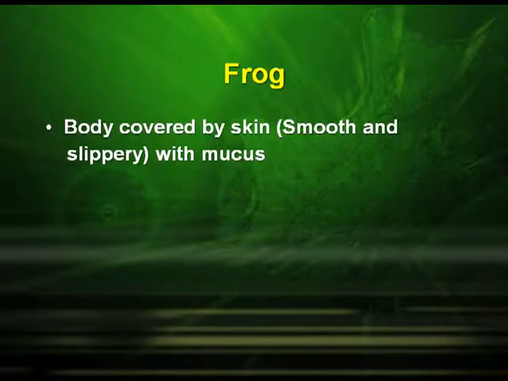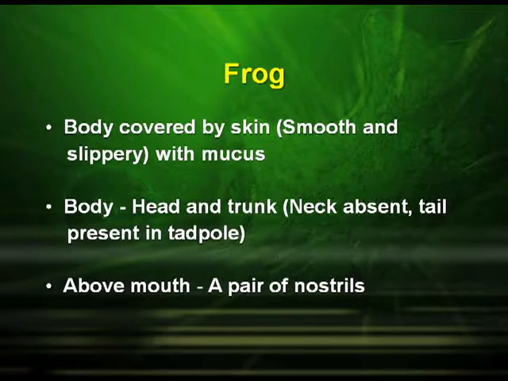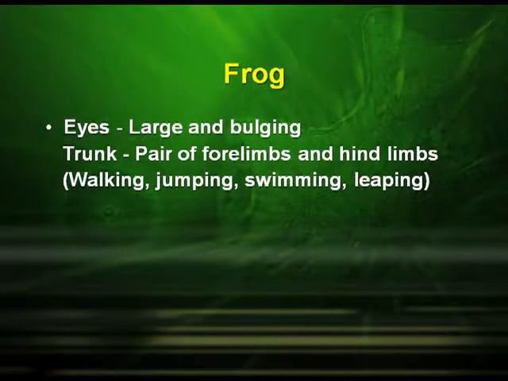We can easily feel it that it has mucus on the skin, and the body is divided into head and trunk. The neck is absent, and we will see the presence of a tail in the tadpole-like stage. Above the mouth, they have a pair of nostrils, and if we have a close look at the eyes, we find that they are large and bulging.